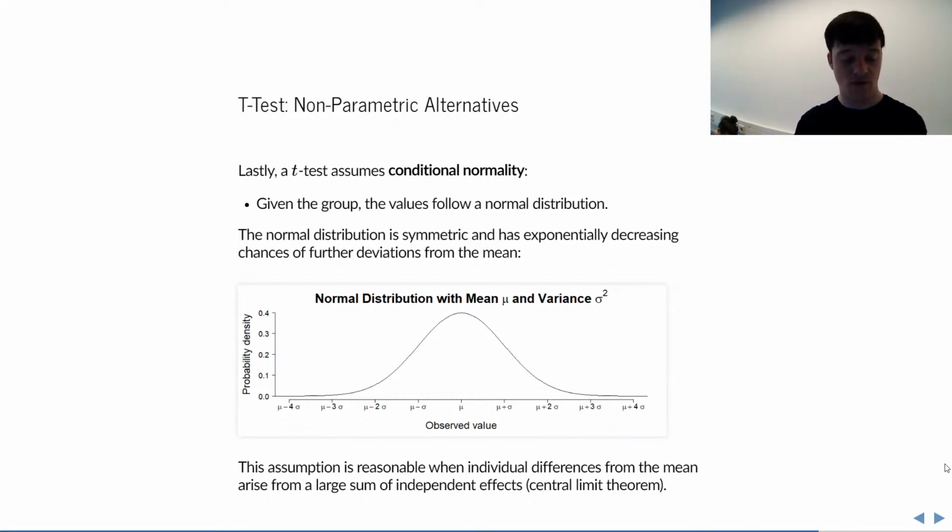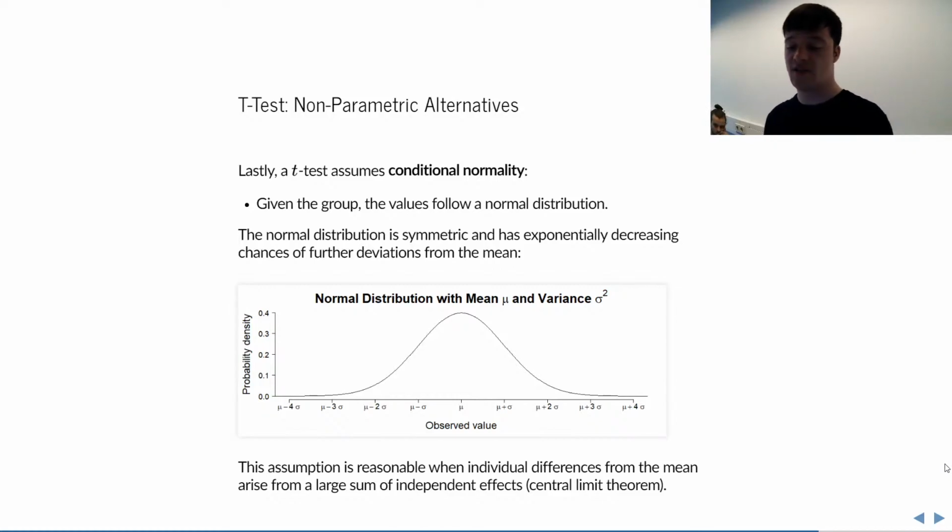Okay, but before we go to that, let's talk about when normality is a reasonable assumption. And that has to do with the central limit theorem. And that states that when you sum a large number of independent effects, it will follow a normal distribution. It's not a very specific recapitulation of the central limit theorem, but a more specific one is that when you keep drawing samples from a population and you calculate the means of those samples, then those sample means will follow a normal distribution.